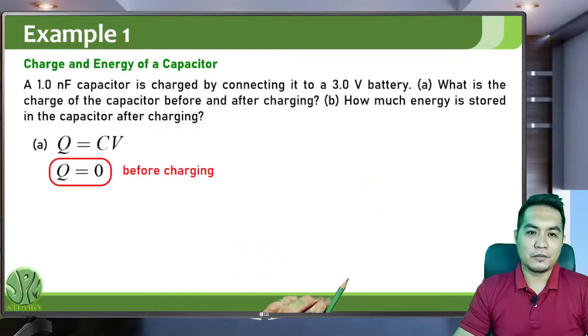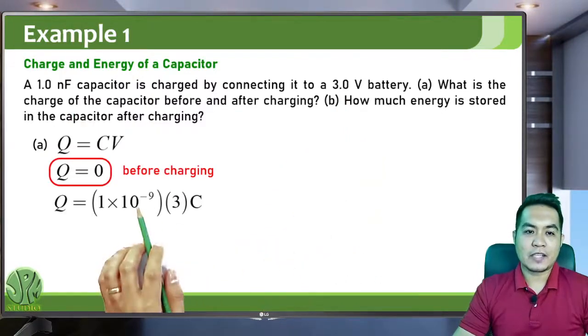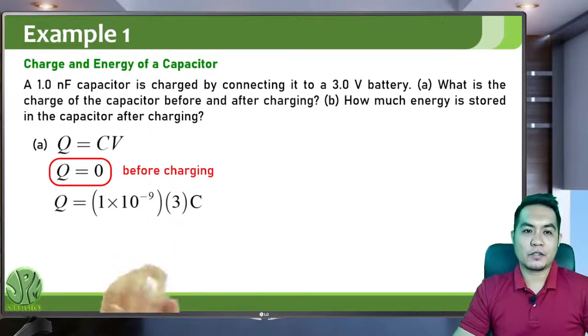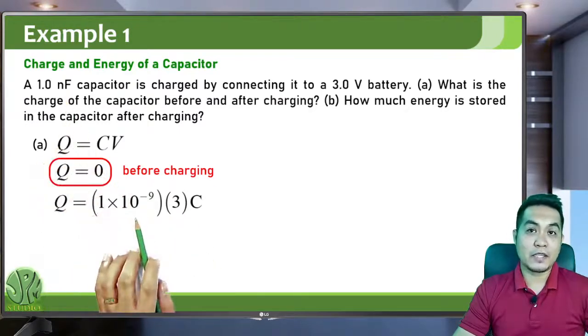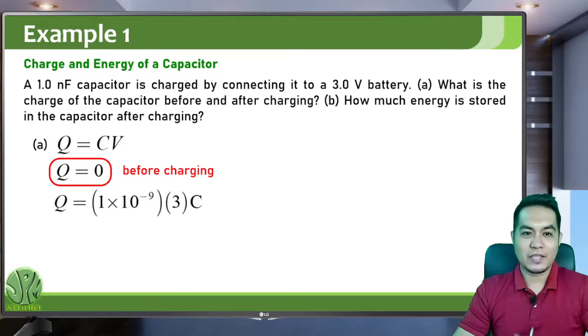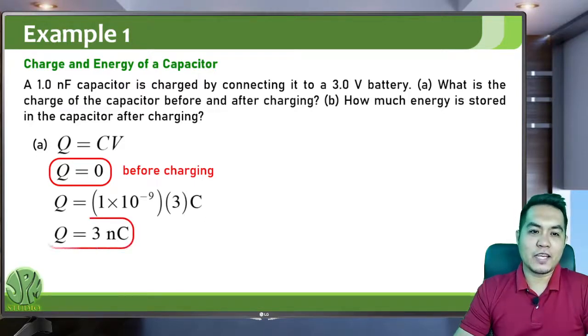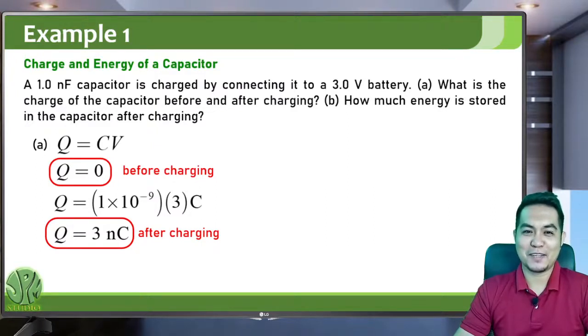get a value of, so capacitance times the voltage, where nano means 10 to the negative 9. And you will get a value of 3 times 10 to the negative 9 coulomb, or 3 nanocoulomb. So that is now the charge after charging.